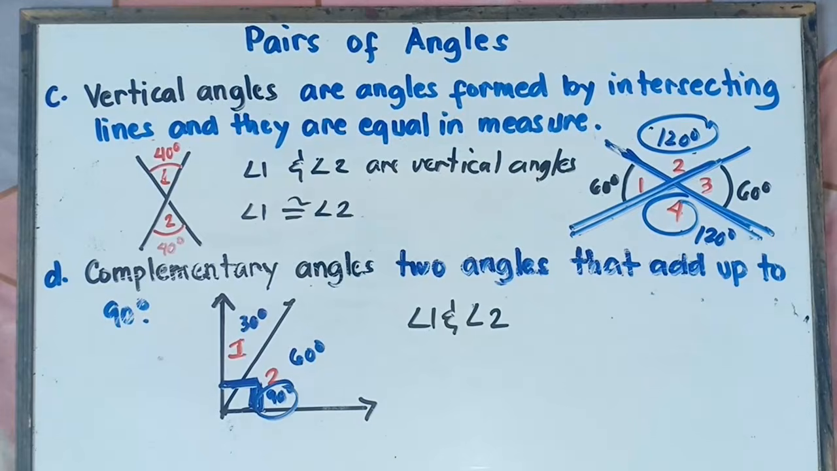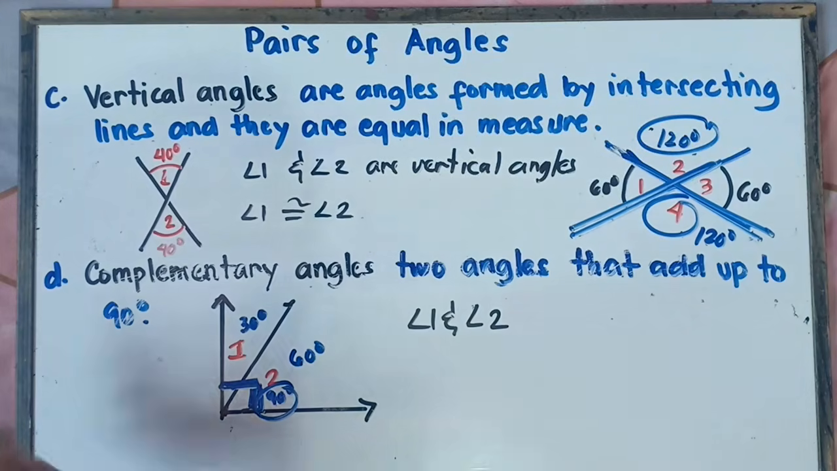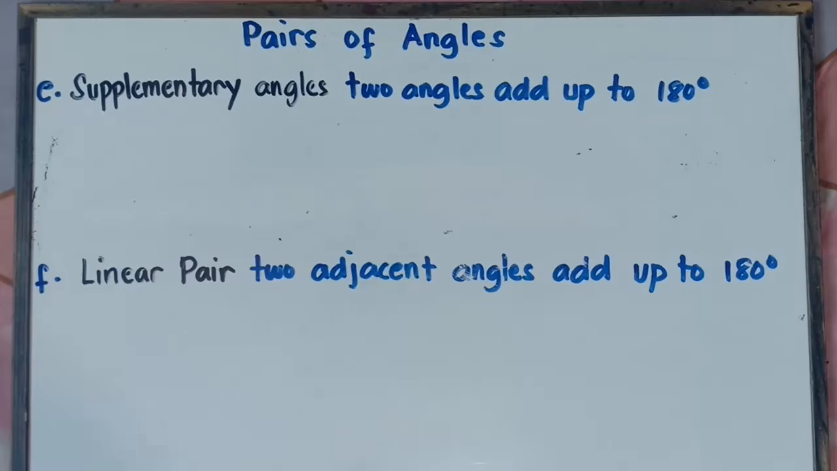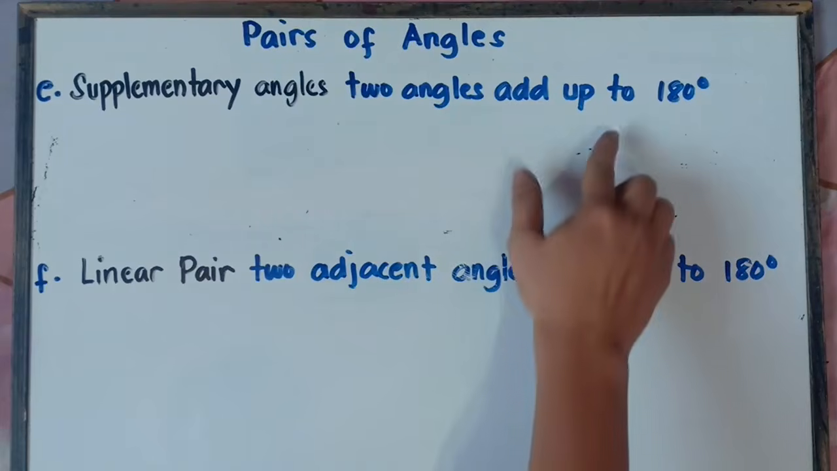So let's proceed now to supplementary angles and linear pair, because many students are confused about the difference between supplementary angles and linear pair. So let's talk about supplementary angles. What are supplementary angles? Supplementary angles are two angles that add up to 180 degrees.